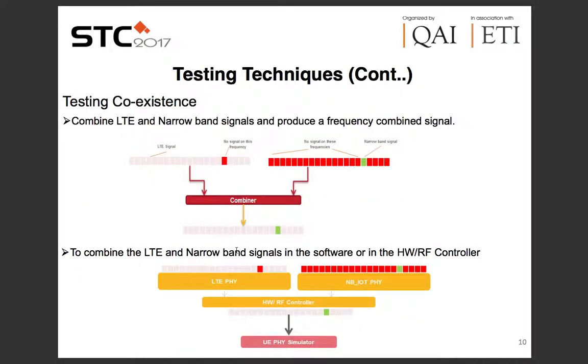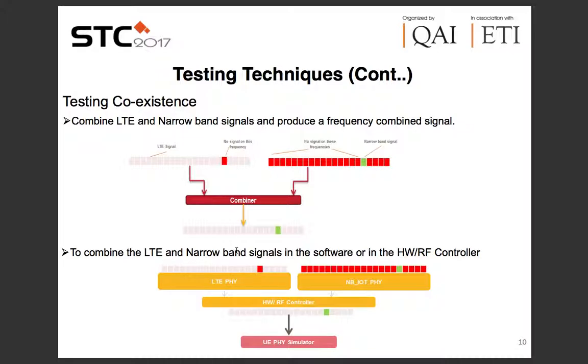Thanks, Arunesh. So now we will address the testing technique for coexistence with existing networks, LTE and GSM. Testing the NB-IoT PHY with existing networks can be complicated when we consider only the PHY layer as the software under test and all the other modules or layers are simulated. Testing this area can be done in two methods.